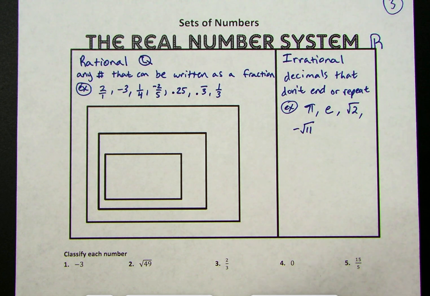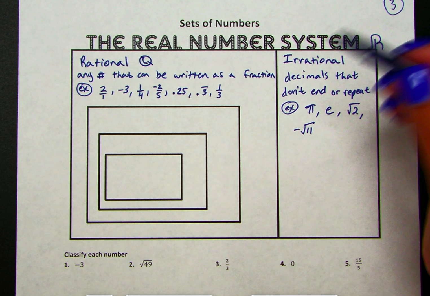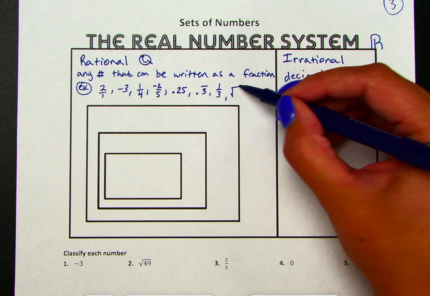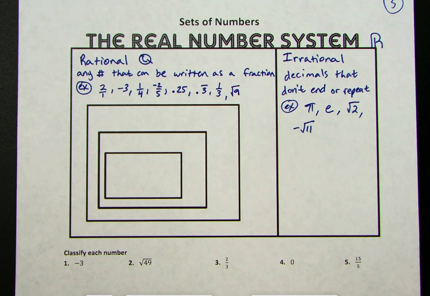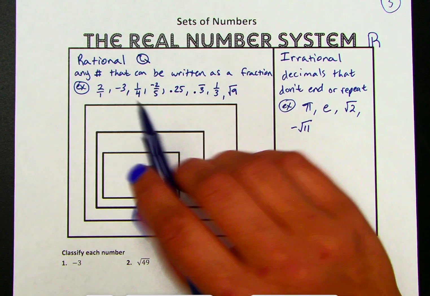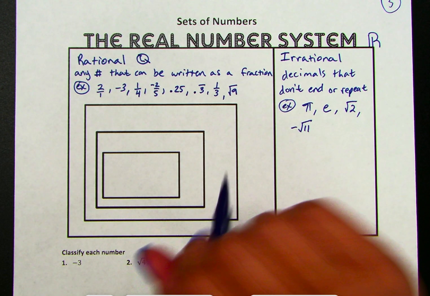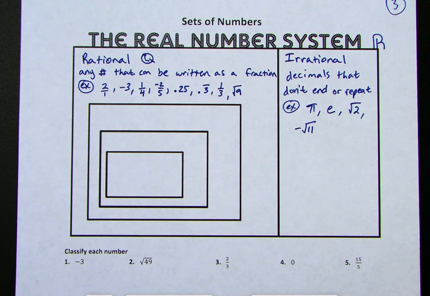Now, if we have a perfect square root, for example, the square root of 9, that would be considered a rational number since it can be simplified to 3. So if we can simplify to a rational number, then that would be considered a rational number. Now, irrationals, we don't break down any further.